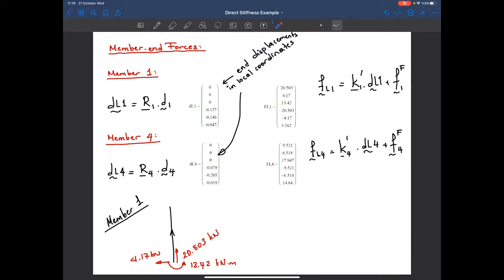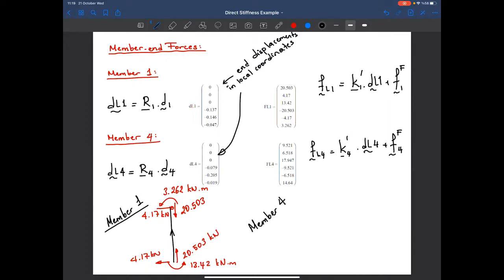Now we go to the end node. This is in the opposite direction with the degrees of freedom, direction of D4. So I got 20.503. This one again in the opposite direction with the D5, so it should be in this direction. 4.17 kilonewtons. And the moment is again in the counterclockwise direction, 3.262 kilonewton meters. Let me do the same thing for the fourth member.